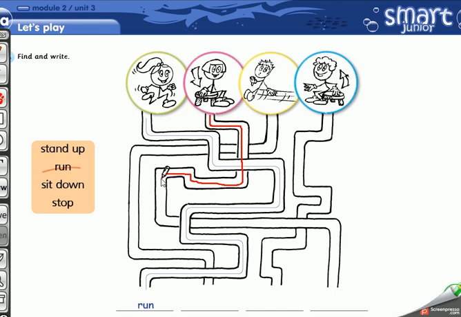Okay, let's follow the line. Okay, so here we have to put the word sit down. Now let's write sit down. Where is the word sit down? This is stand up, this is run, and this is sit down. Now let's cross it and write sit down.